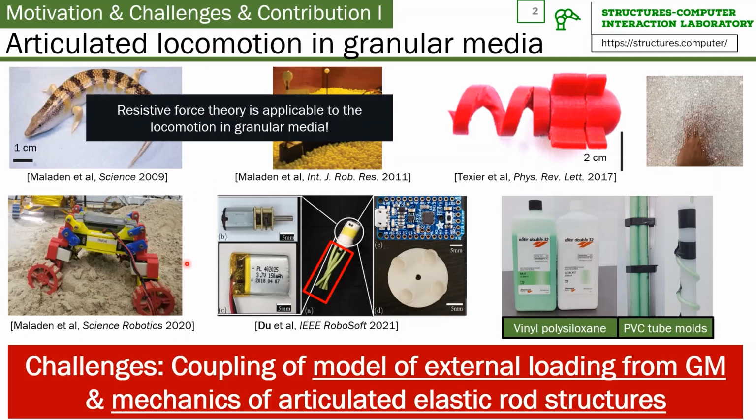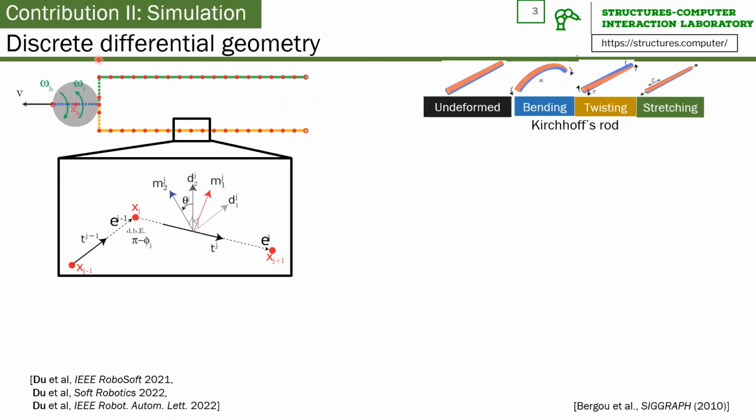The modeling is challenging as it couples mechanics of articulated elastic rod structures and the model of external loading from granular media. Our modeling simulation is based on discrete differential geometry, or DDG. As the name of DDG indicates, the robot structure is discretized into a series of rods by geometry, consisting of nodes and edges. Thus, the elastic energy of the robot is a linear sum of bending, twisting, and stretching energies of each node.